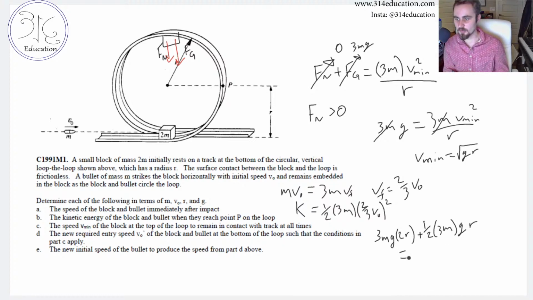And then this has to equal our initial kinetic energy, which is the kinetic energy at the bottom, which we'll call 1/2 again with the 3m. But now they write this as v naught prime squared. So that's going to be the velocity we're looking for. And so we can clean this up on top here and combine some stuff. We've got 6mgr plus 1/2 times 3 is 1.5.